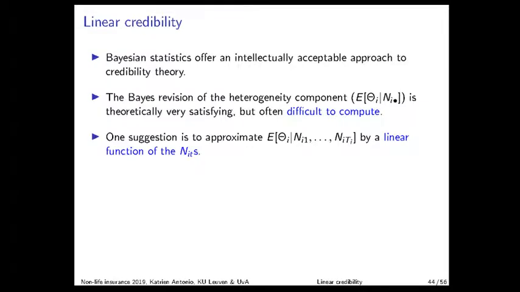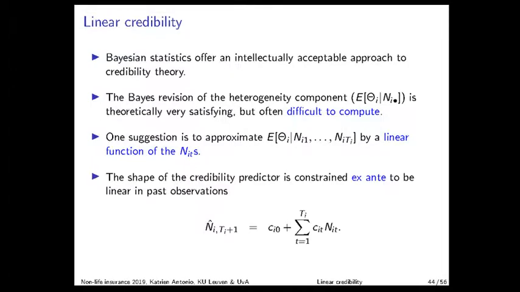One suggestion to circumvent such difficult calculations is to approximate the conditional expectation of theta i given the past claim history with a linear combination of the N_it's. And this is the topic of study in the so-called linear credibility approach, which enables an easy-to-compute approximation of the result. The shape of the credibility predictor for the expected number of claims in the next time period is then constrained ex ante to be linear in past observations.